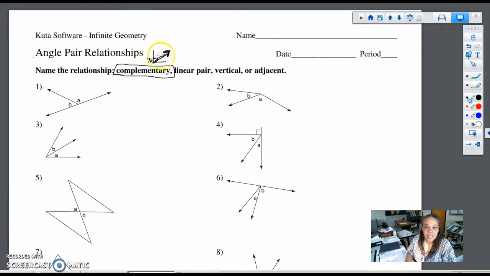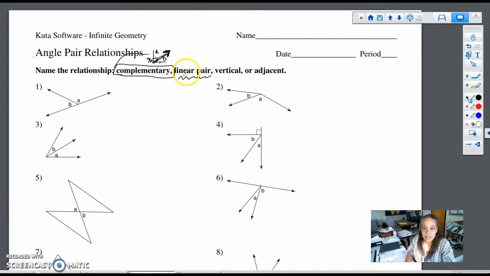But I divided this into two different angles. So I could call this angle A and call this angle B. And angle A and B together get me to 90 degrees. So that is a complementary angle. They complement each other to make a corner. Very good. So the next one is going to be a linear pair.